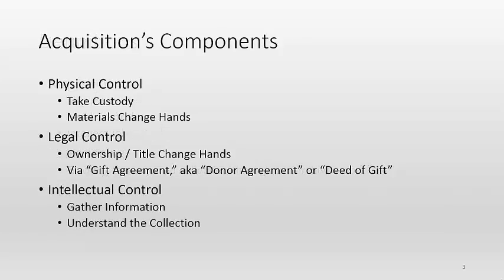As we just established, acquisition has three component parts. Physical control requires the archives to actually take custody, to actually possess the records, manuscripts, and other archival materials. Acquisition does not occur until the materials change hands.